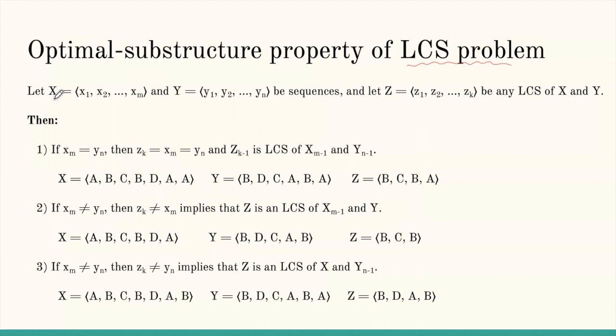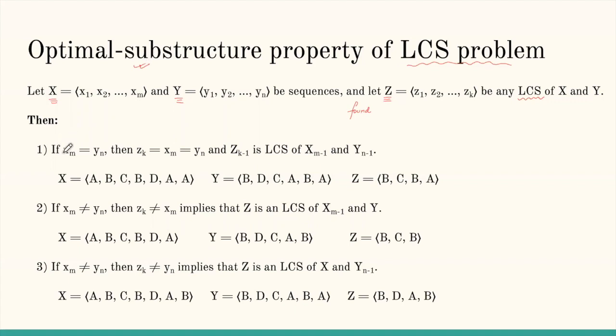Say we have two sequences, X and Y, and let's say that we have found a solution. We have found the solution to the LCS, and G is our LCS. That is, G is the longest common subsequence between X and Y. Now, let us see if the optimal substructure property holds true or not for this problem.